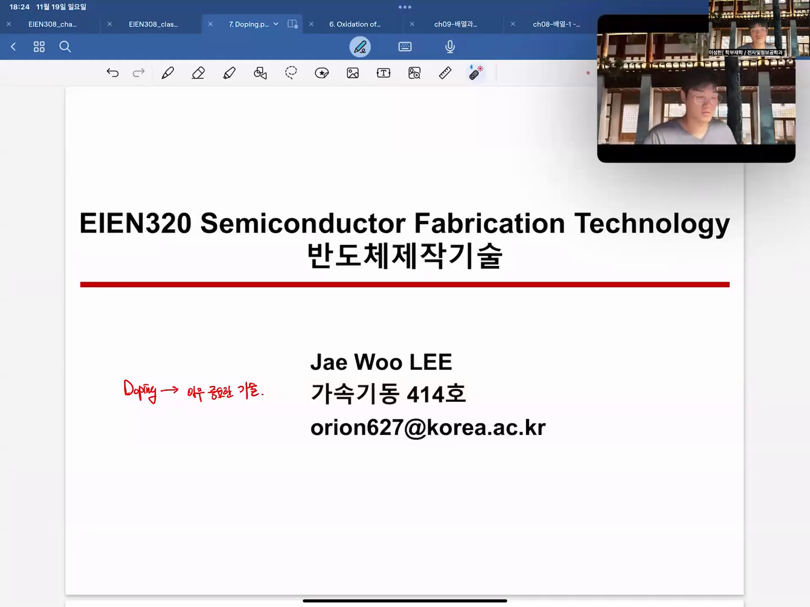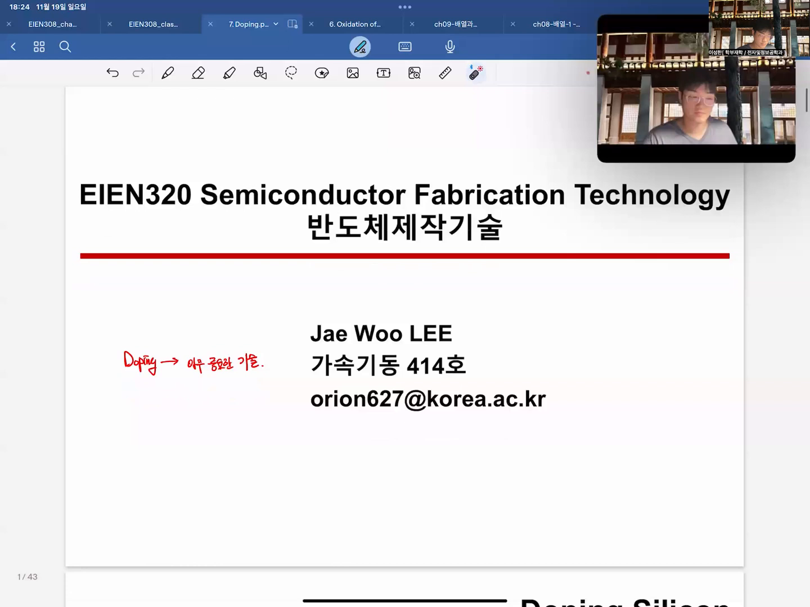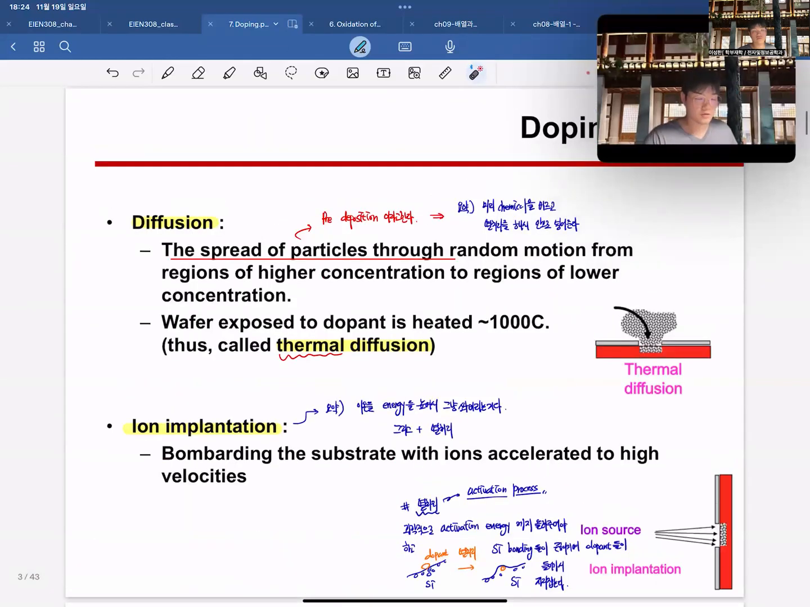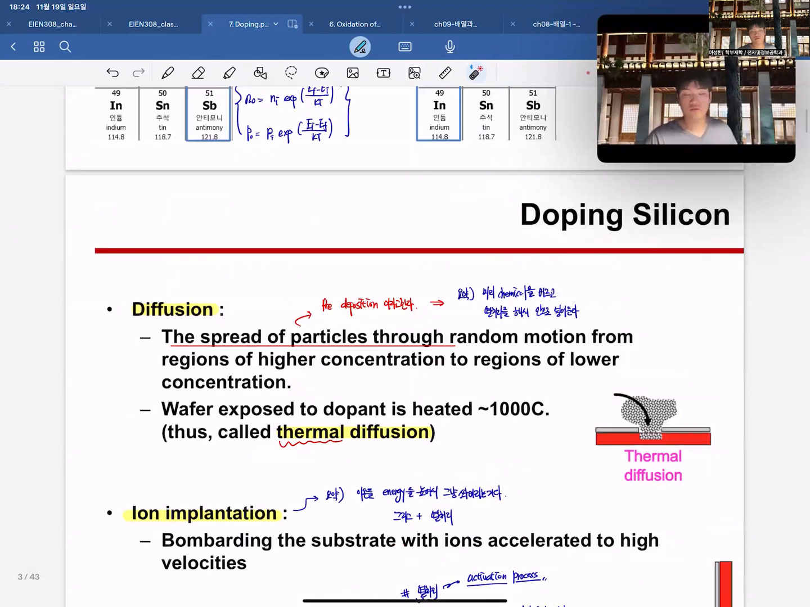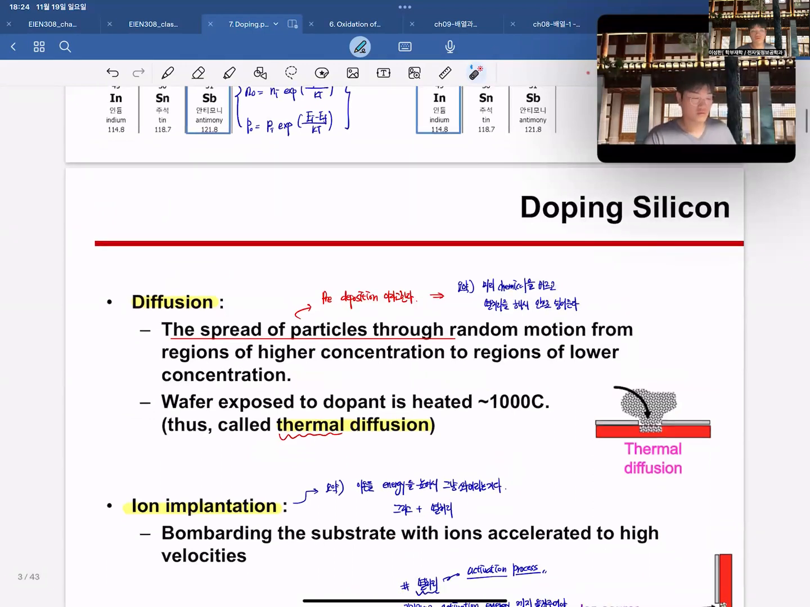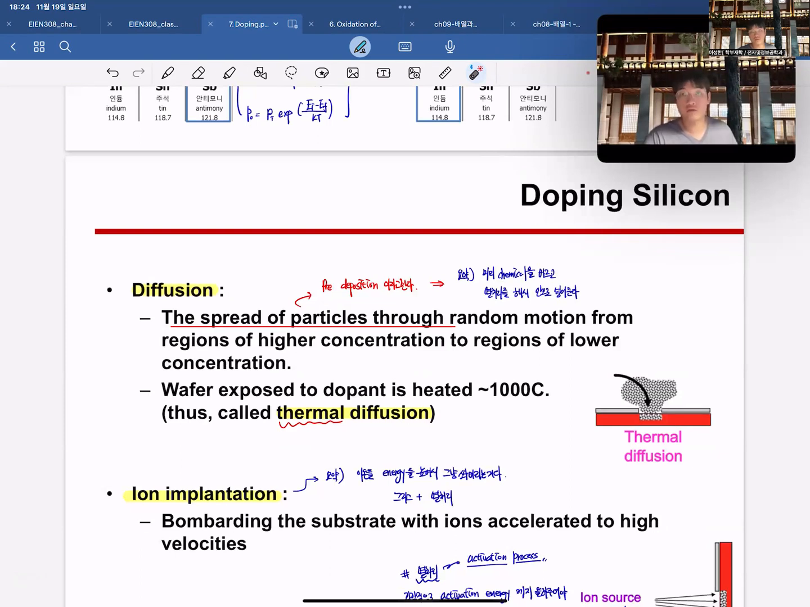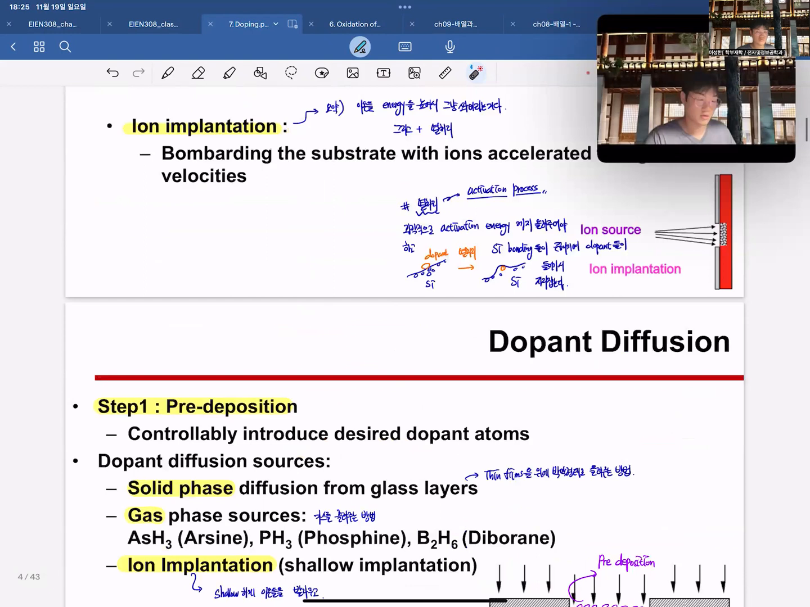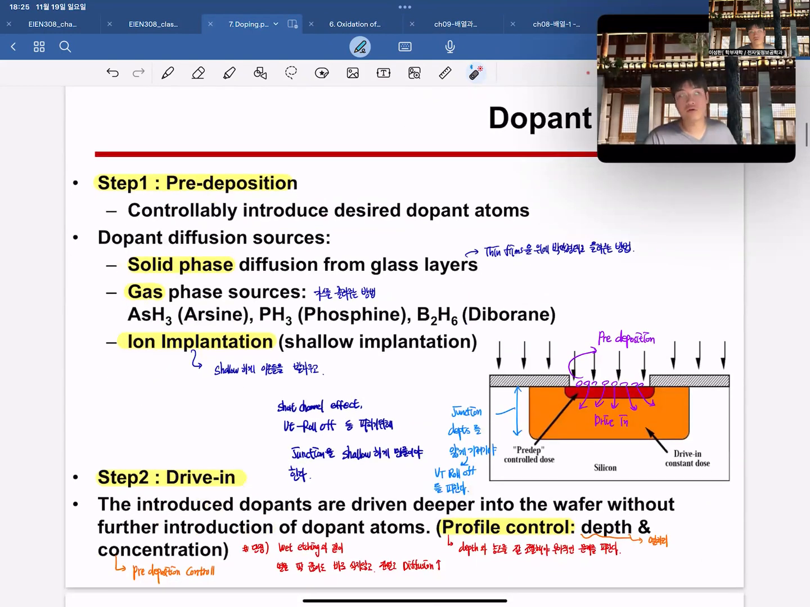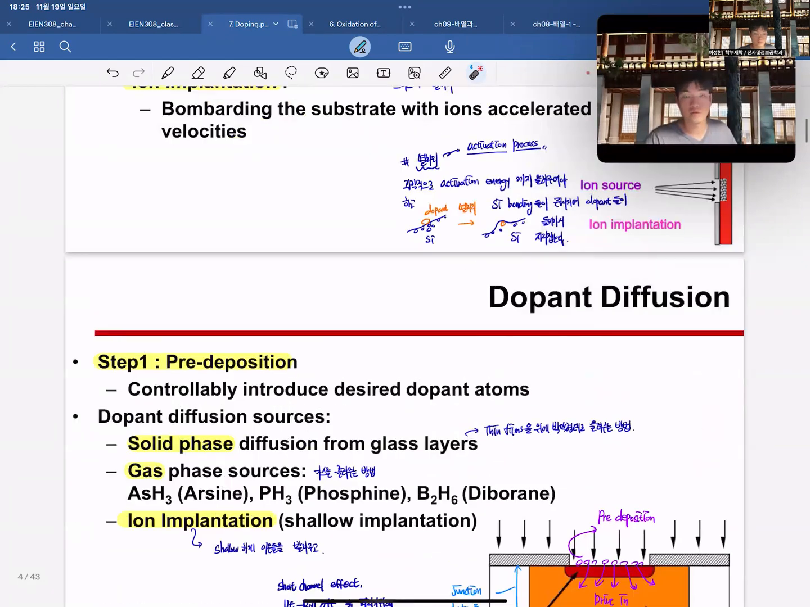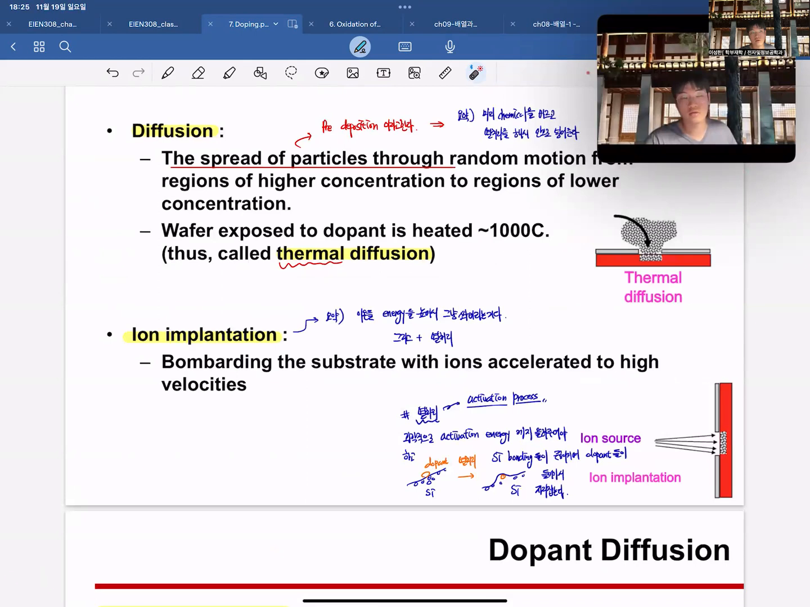Okay, hi. Today we're going to summarize the doping of fabrication technology. Doping has two fundamental processes. First is diffusion, and second is ion implantation. Diffusion is used in thermal doping. It uses thermal energy, related to heat. And ion implantation is accelerating ions electrically to direct them into the surface of the silicon.